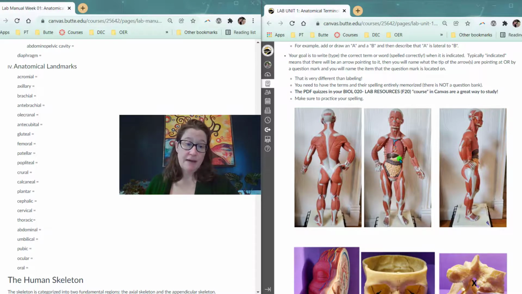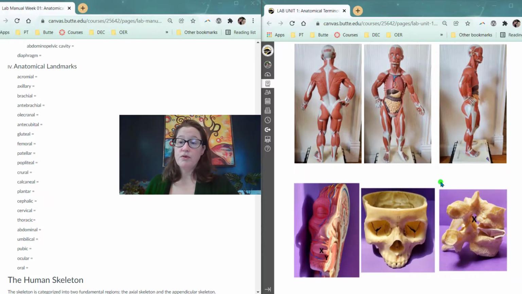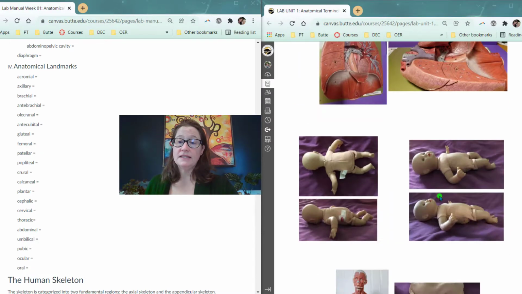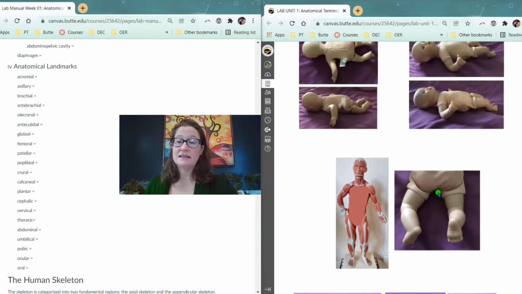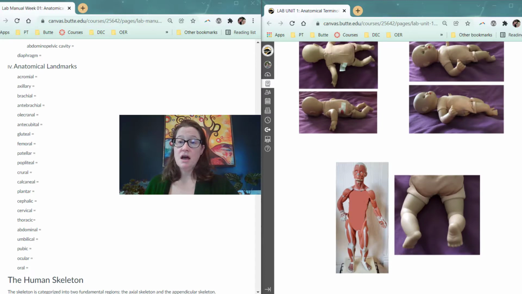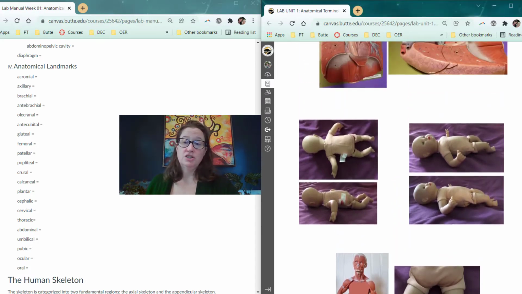Abdominal refers to the abdomen. Umbilical is a more specific region right where the belly button is. Pubic refers to the anterior portion of the pelvic region. Ocular refers to the eyes, and oral refers to the mouth. So practice with how all of these sets of images could be used to ask you particular questions, asking you for these anatomical terminology terms.